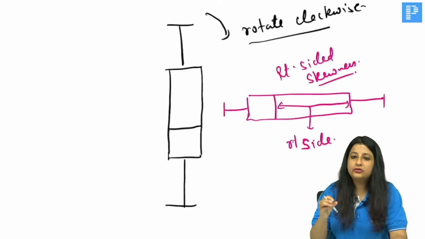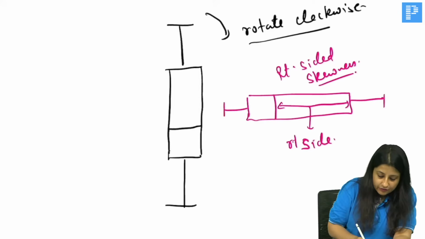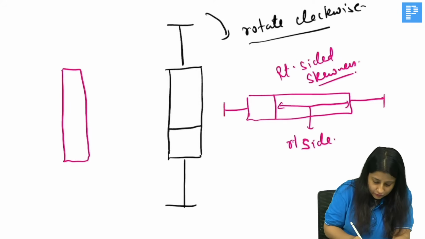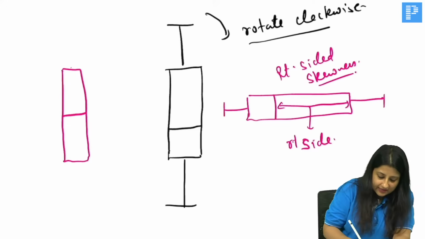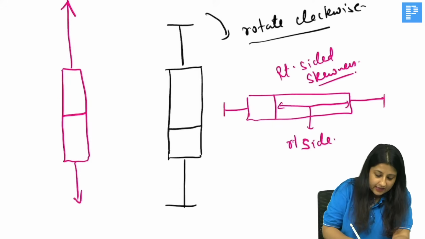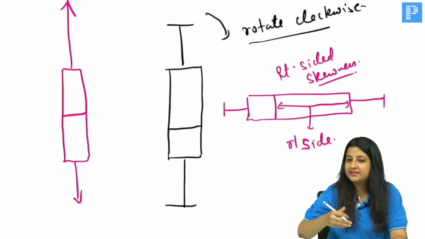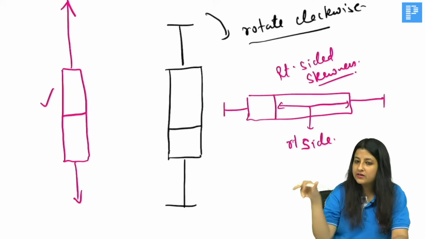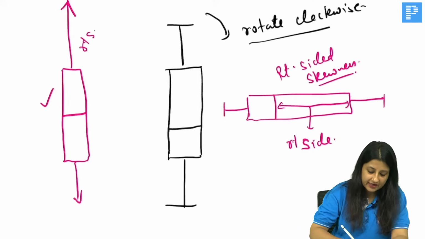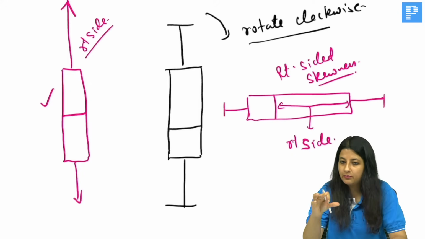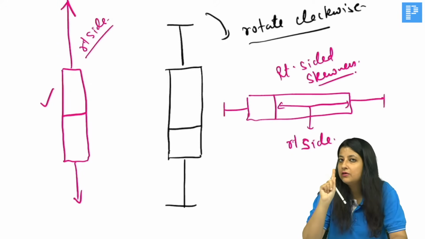So, moral of the story, look at the box. Now, just one more image before I go to the next one. Suppose box तुम्हारा equal है, but tail एक side prolongated है. Can you see this image? The tail is prolongated on one side. The box is equal here. But which side is the tail prolongated? Again, when you rotate it, the tail is prolongated on the right side. So, it will become your right-sided skewness. Look at the box, look at the tails. If the box is equal and tails are equal, then only normal.